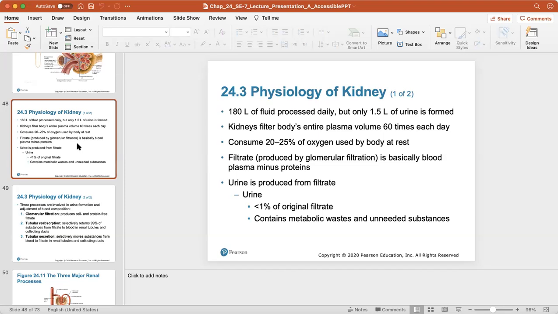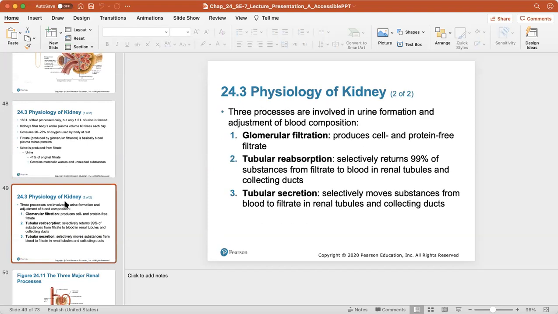So urine will be produced from that filtrate, and urine is less than 1% of the original filtrate that gets filtered through. Your urine will contain metabolic wastes and any other unneeded substances. There are 3 main processes involved in urine formation and the adjustment of blood composition. This is what I want you to focus on, these 3 processes, which we'll go over a little bit in detail. But for your sake, I just want you to know really well what they are.